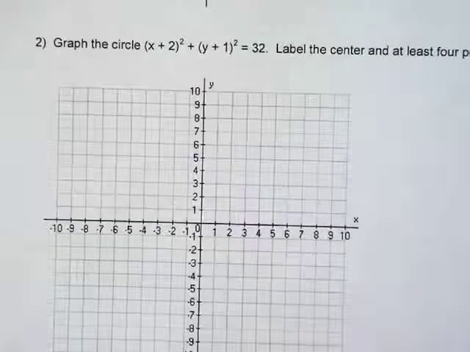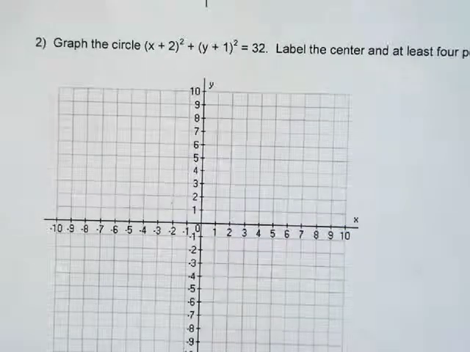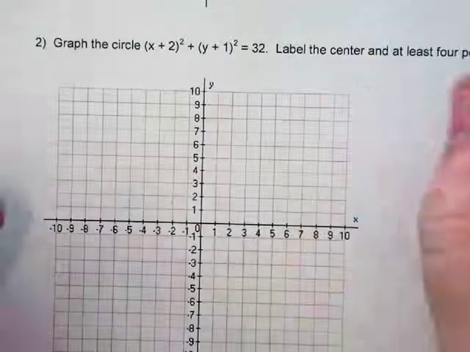Graph the circle (x plus 2) squared plus (y plus 1) squared equals 32. Excuse me, I got lost there for a second. Label the center and at least 4 points on the circle. Okay, now we have to be careful here.